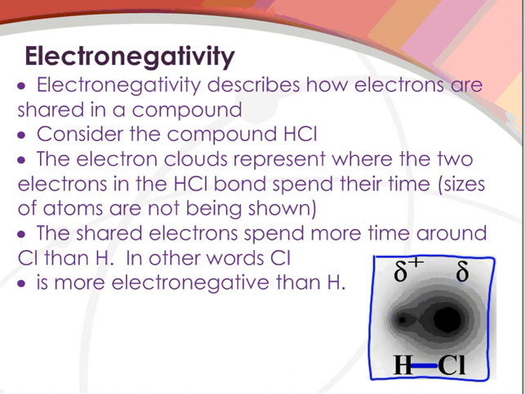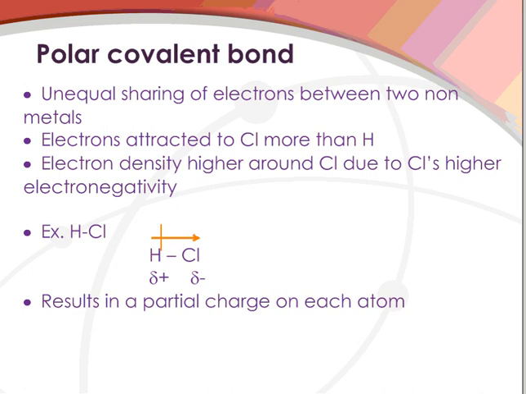Why is that? The shared electrons spend more time around chlorine than hydrogen. That means that chlorine is more electronegative than hydrogen, so it hogs those electrons more. That gives this side of the molecule a partially negative charge, and this side of the molecule a partially positive charge. So if we have a polar covalent bond, such as what I just showed you, that means you have an unequal sharing of electrons. The electrons are still being shared, but one of the atoms is hogging the electrons more, and that's creating a partial charge. In this case, chlorine is more electronegative than hydrogen, so it hogs the electrons more, and that gives you the partial charge on each atom.